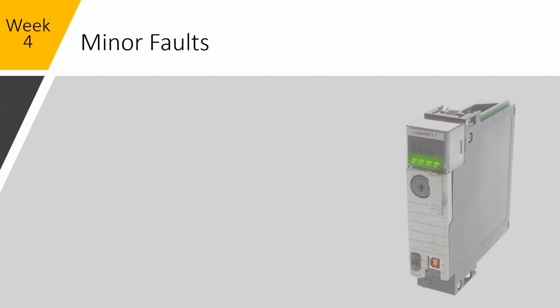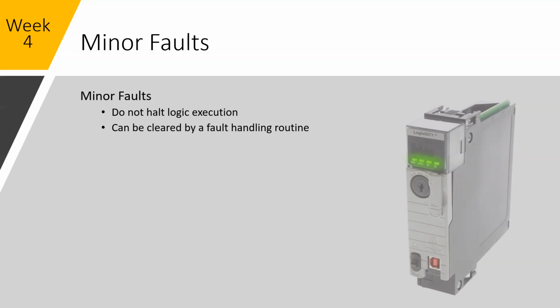So minor faults and major faults operate differently inside the logic. A minor fault does not halt logic execution, and it can be cleared inside a fault handling routine. So that get system value and set system value to clear faults only works with minor faults.